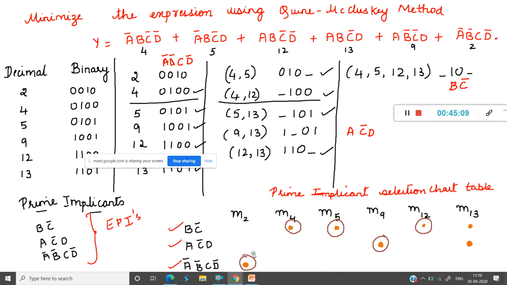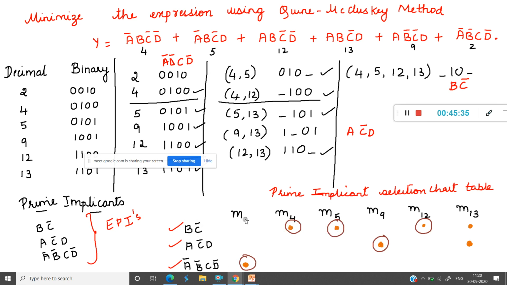Here you can see a single column dot. You have to check. This is a single column dot. This one is a single column dot. So this particular row is an essential prime implicant. Here also a single dot is there in this column, so that particular row is an essential prime implicant. Here also a single column dot is there, so that particular row is an essential prime implicant.